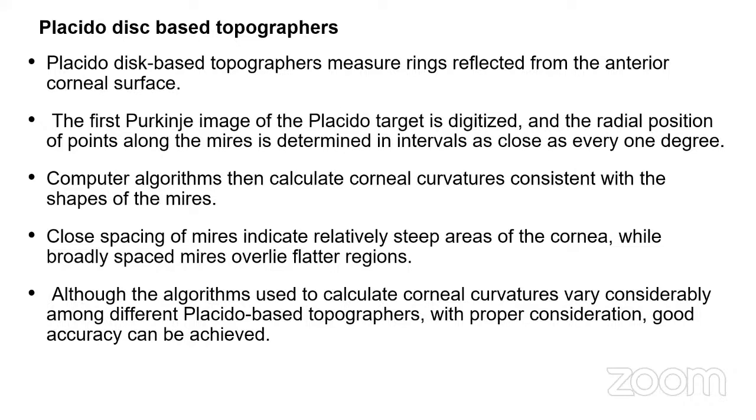Computer algorithms then calculate corneal curvatures consistent with the shape of the mires. Close spacing of mires indicates relatively steeper areas of the cornea, while broad-spaced mires overlay flatter regions. Although the algorithms used to calculate corneal curvatures vary considerably among different Placido-based topographers, with proper consideration, accuracy can be achieved.